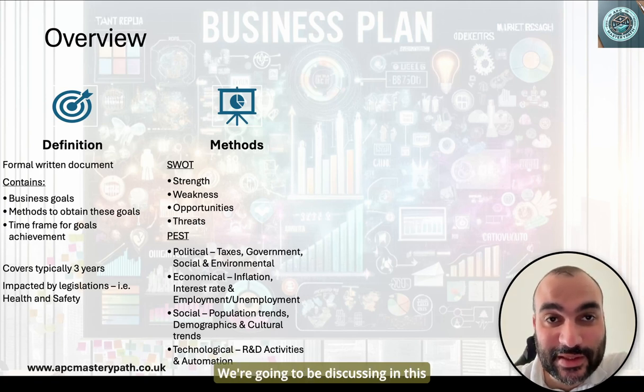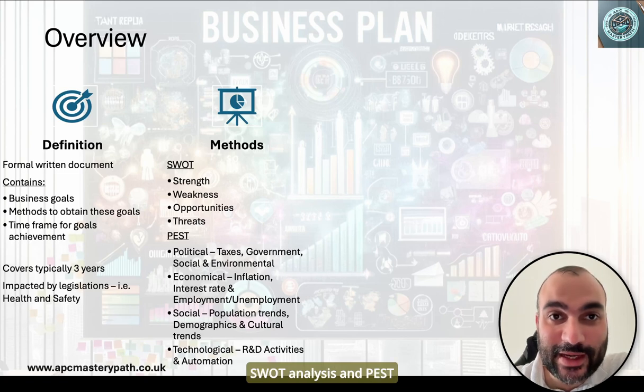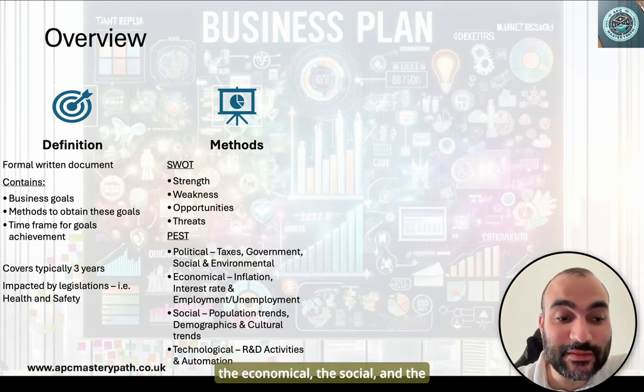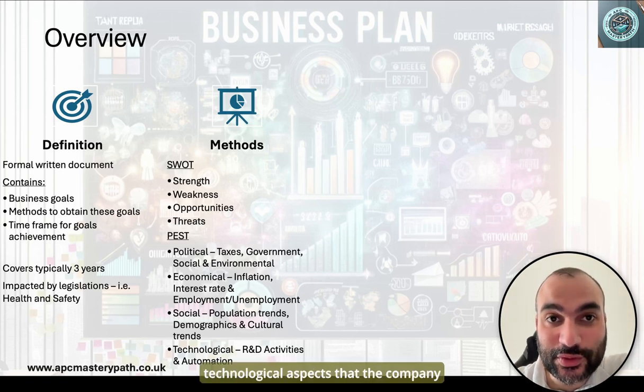There are lots of methods of analysis of business plans. We're going to be discussing in this lecture 2 methods only: SWOT analysis and PEST or PEST-2 analysis. SWOT analysis takes into account the strengths, the weaknesses, the opportunities, and the threats that a company could face, internally and externally. And the PEST-2 analysis, or the PEST analysis, takes into account the political, the economical, the social, and the technological aspects that the company could face externally.